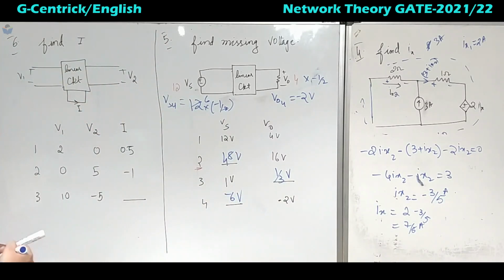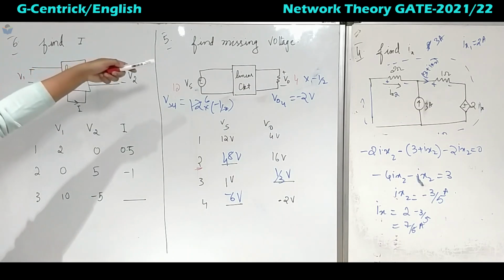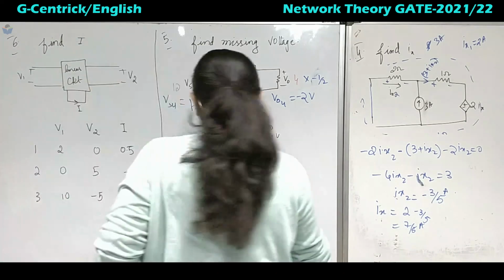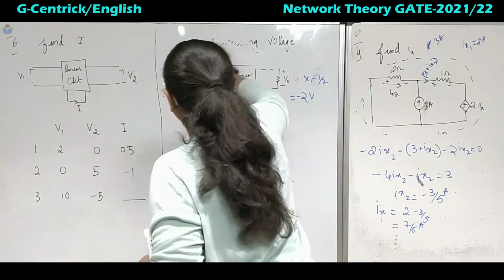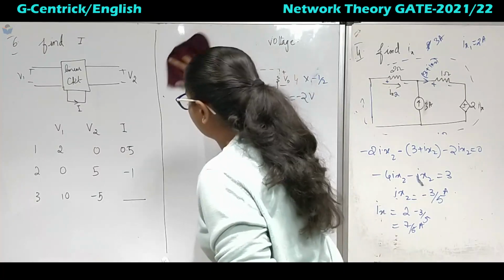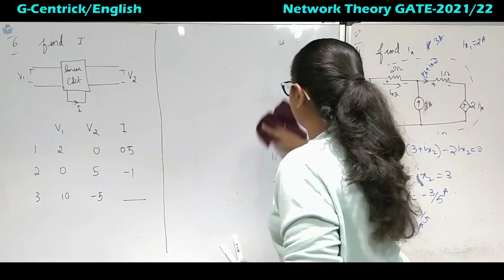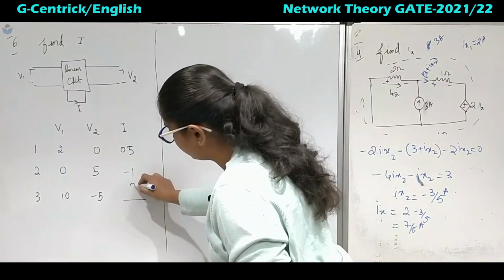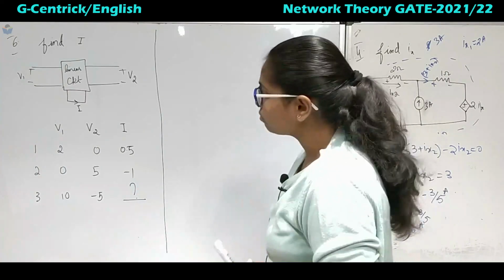Now we will come to 6th problem, which is same. Here it was voltage and we have got current now. So we have to find this one. Okay, I'll rub this 5th problem. So consider this linear circuit. Okay, it can be any linear circuit. We have V1, V2 and current I. So we have to calculate this current I.